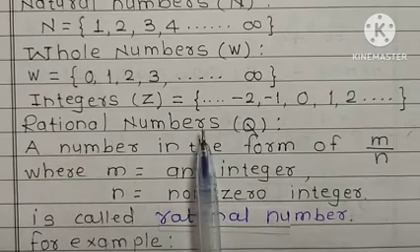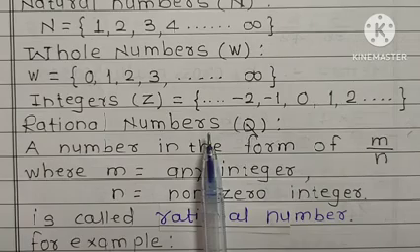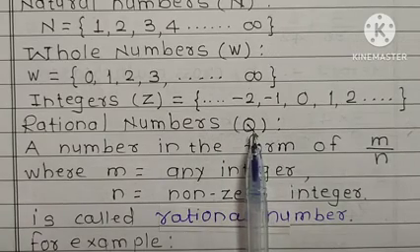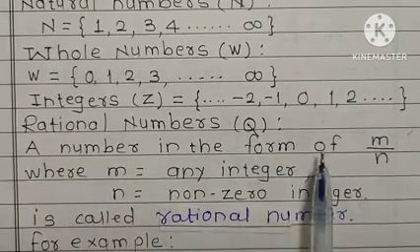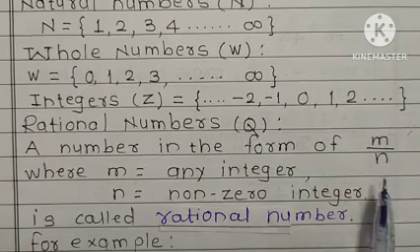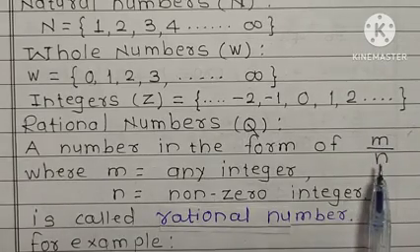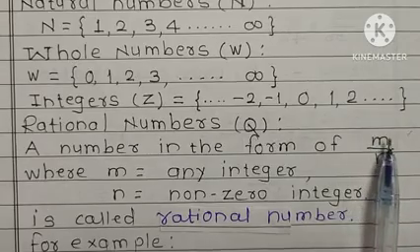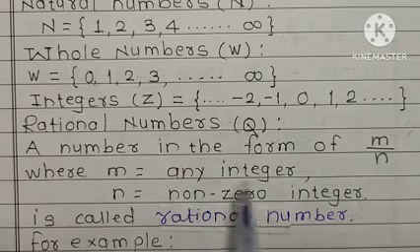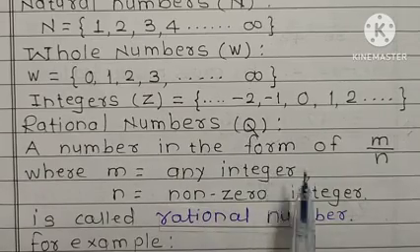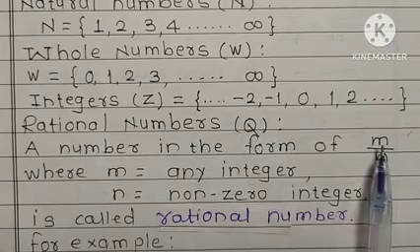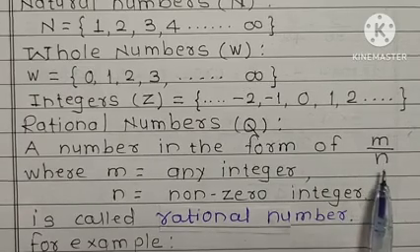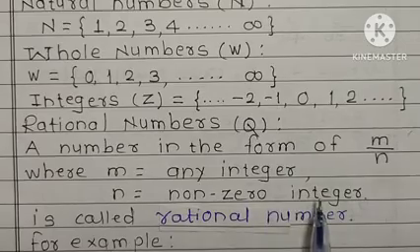Then rational numbers, denoted by Q. Here a number is in the form of m by n. This is the numerator, this is the denominator. The numerator is m, where m is any integer, 0, negative or positive. Any integer can be in the numerator. But n is a non-zero integer.